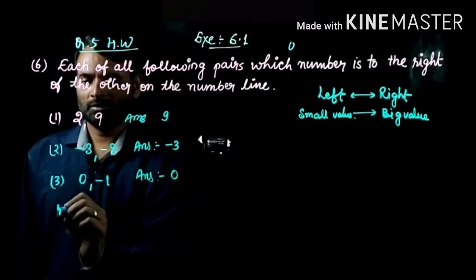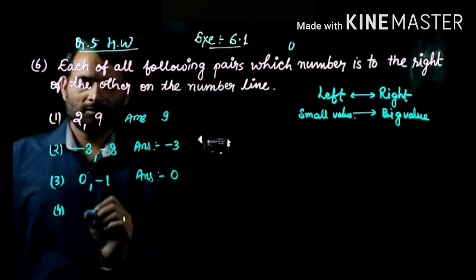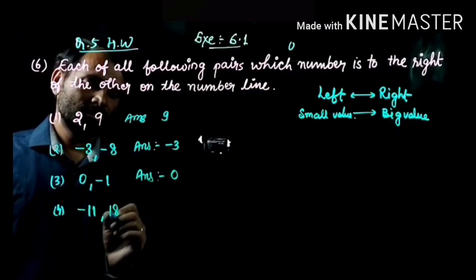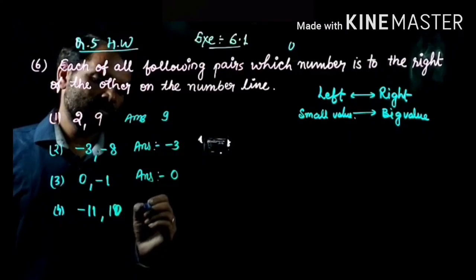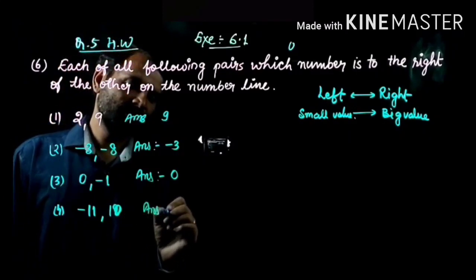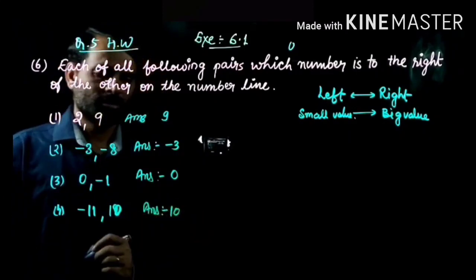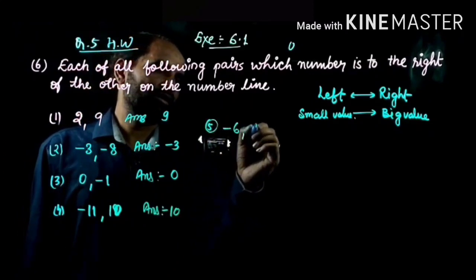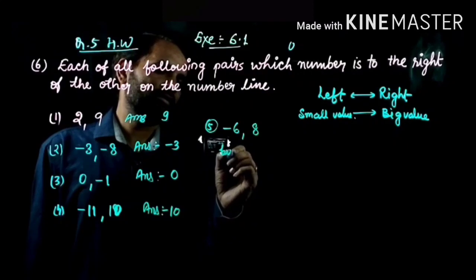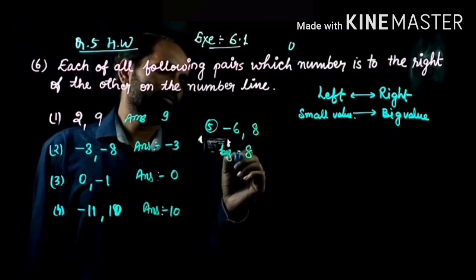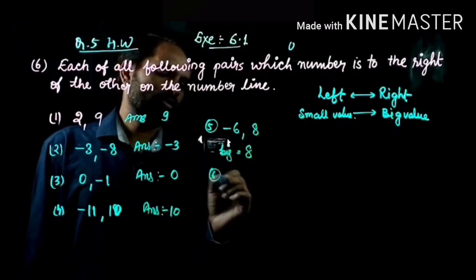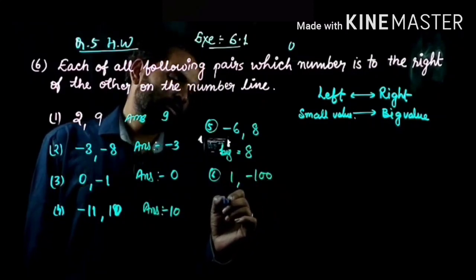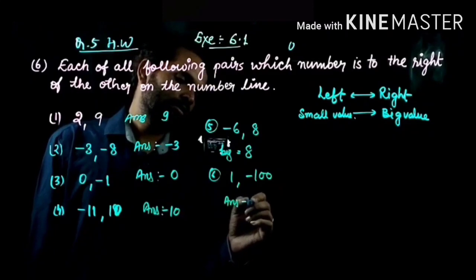That the fourth question is minus 11 and 10. Minus 11 and 10, then the answer is big number is 10. And fifth is minus 6 and 8, that the big number is 8. Okay, and 6 is 1 comma minus 100, that the minus is answer is 1.